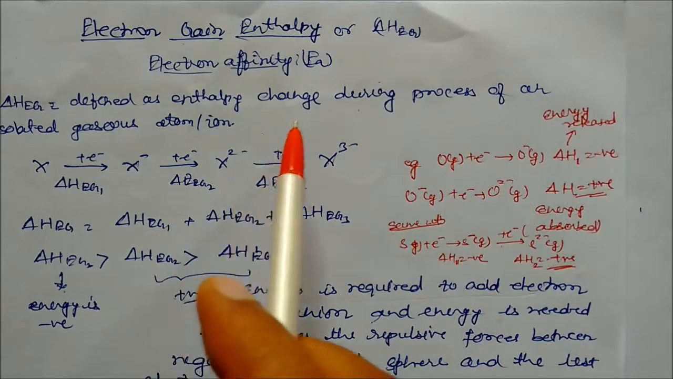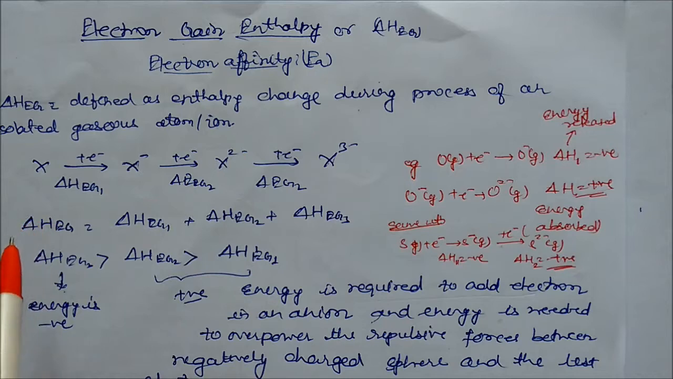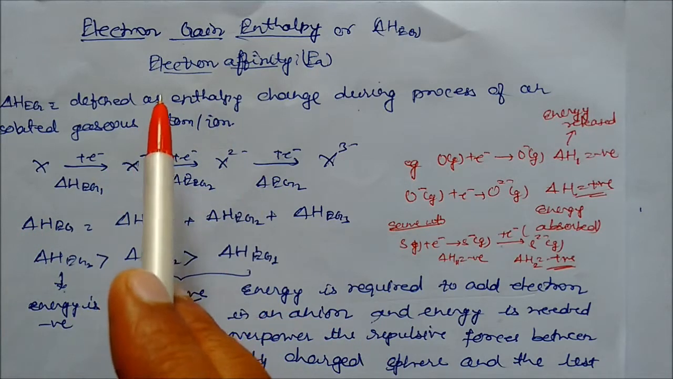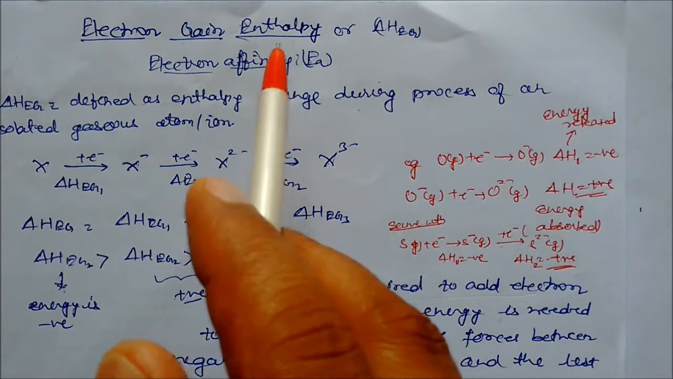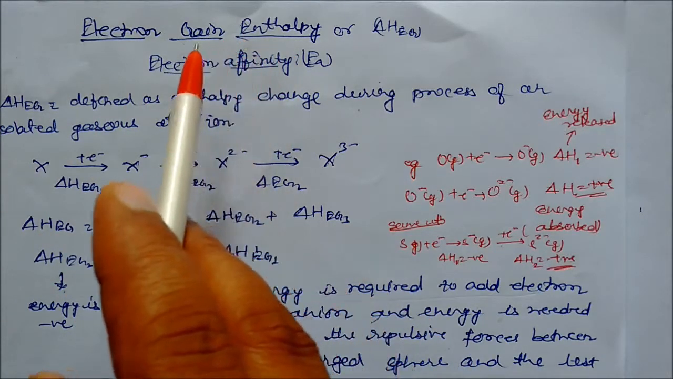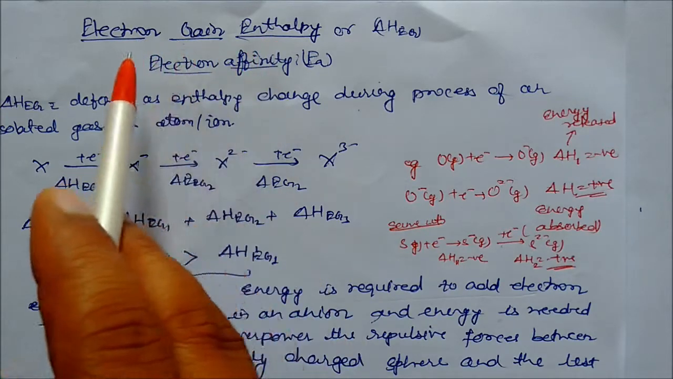The topic is electron gain enthalpy or electron affinity, one of the periodic properties of the elements. In this we will see the meaning of electron gain enthalpy and electron affinity. Electron gain enthalpy means gain of energy through the electron. So how are we gaining energy through the electron?